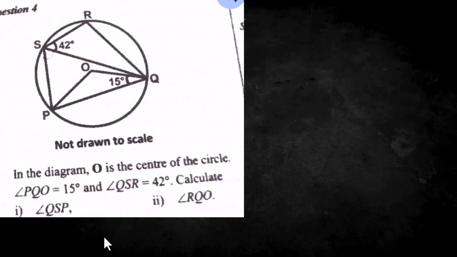So we have a similar one here. In the diagram, O is the center of the circle, PQO is 15 and QSR is 42. Calculate QSP. So let me show here QSP.